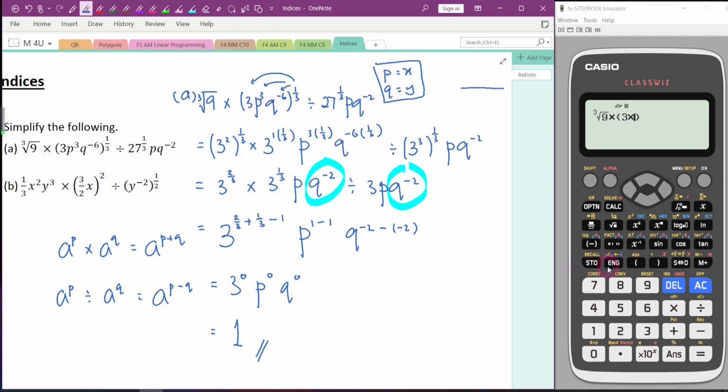3P, 3X, raised to the power of 3, Y. I'm going to use this, which is printed in red color, sorry, not yellow. Therefore, I need to press alpha first, followed by this. Negative 6. Raised to the power of 1 over 3.